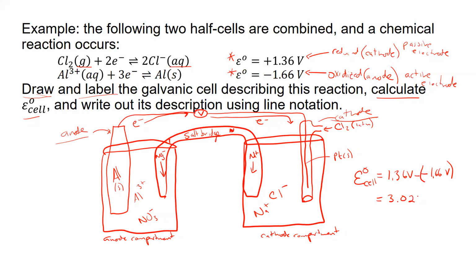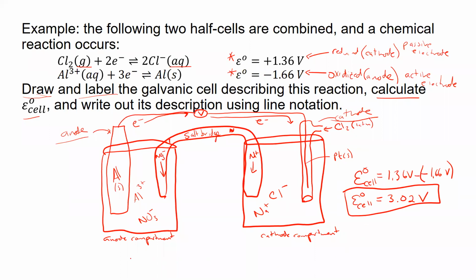So you wind up with a cell potential here of 3.02 volts, a positive value. Now for all galvanic cells, if it's a galvanic cell or a voltaic cell, you're going to have a positive value. We'll talk about what are called electrolytic cells a little later, in which you're actually putting energy in and forcing the reaction to go in the reverse direction. Okay, so there's our cell.